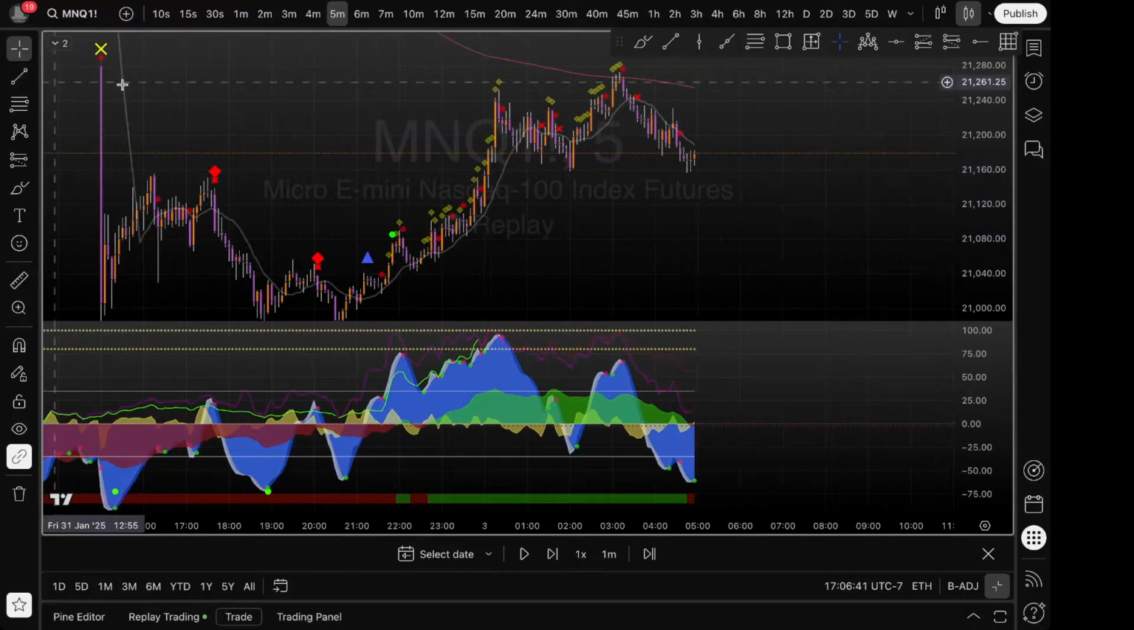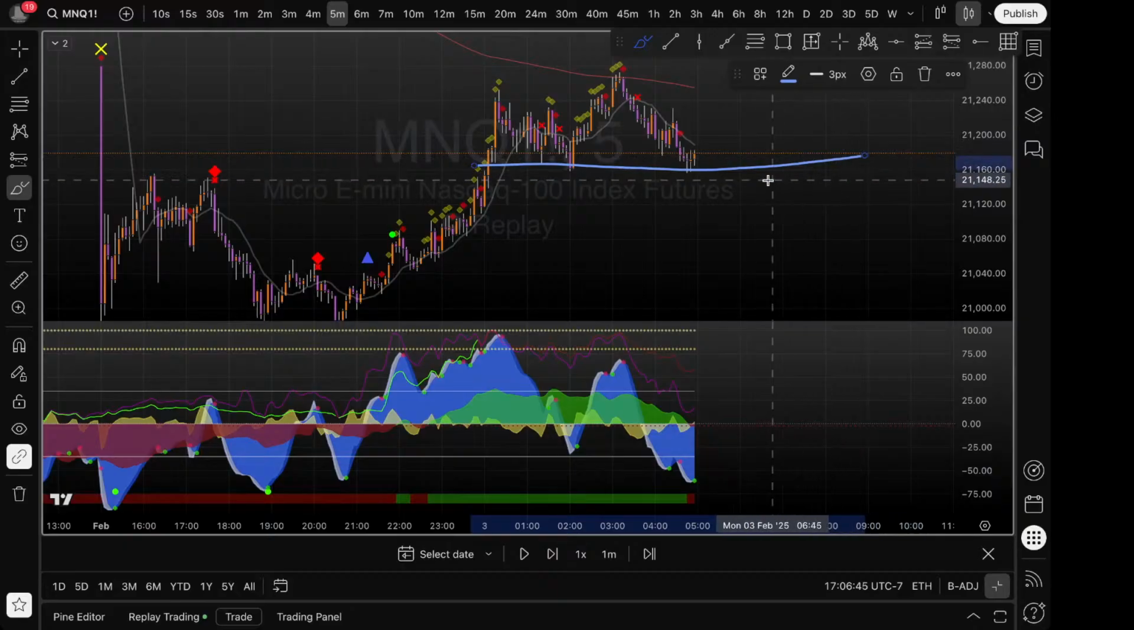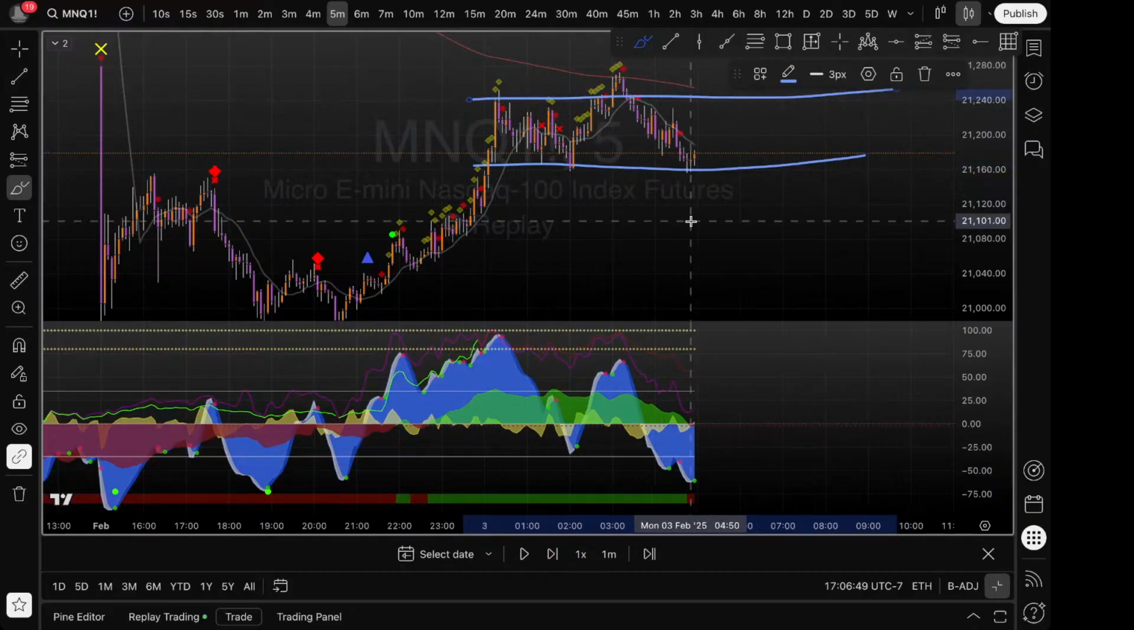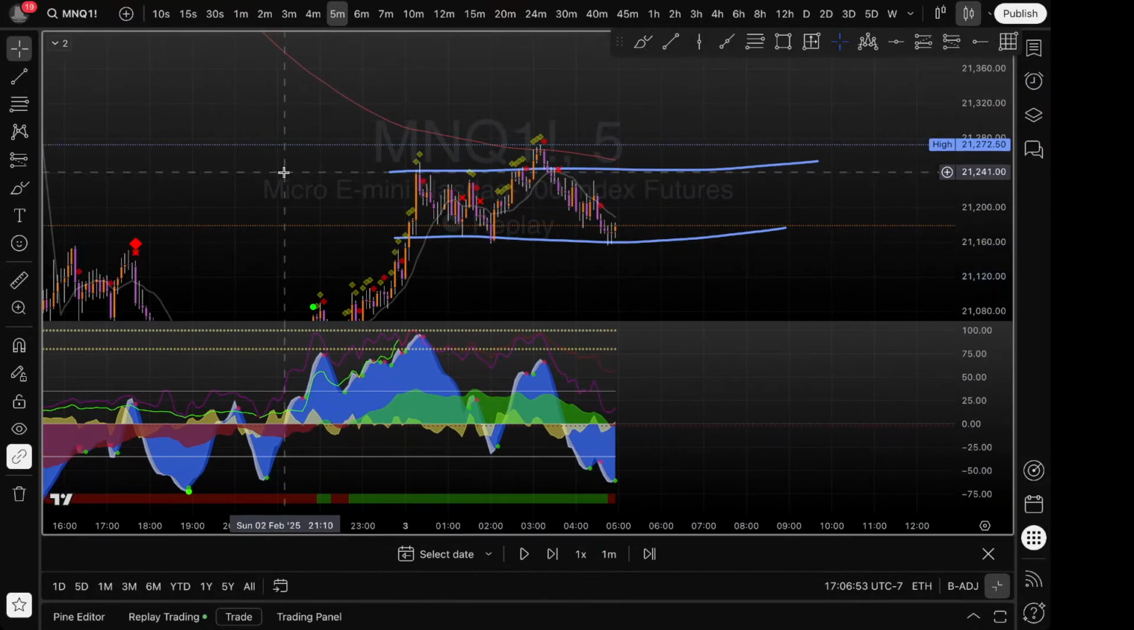All right. You know, we're setting an alert here. We want to see if price can get down here. We want to know if price can get up here. It's just more of a local area to trade for us.